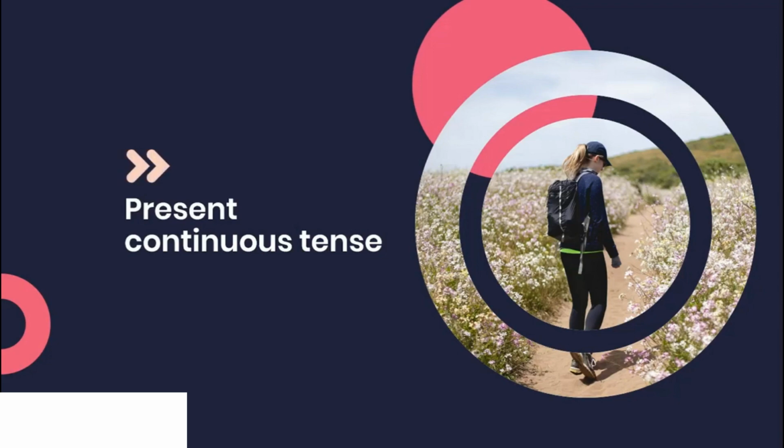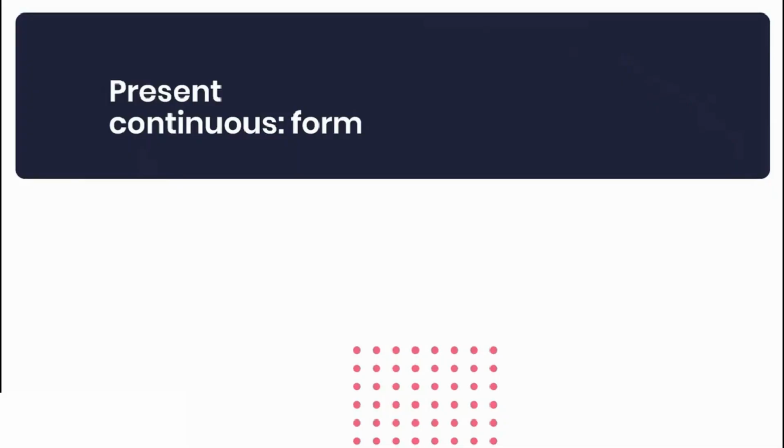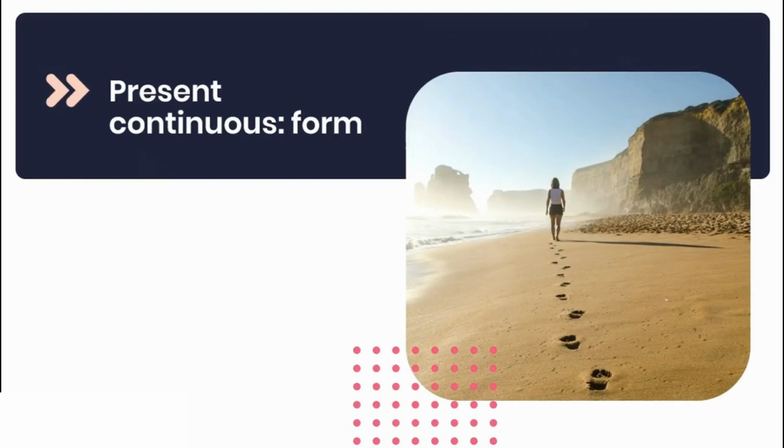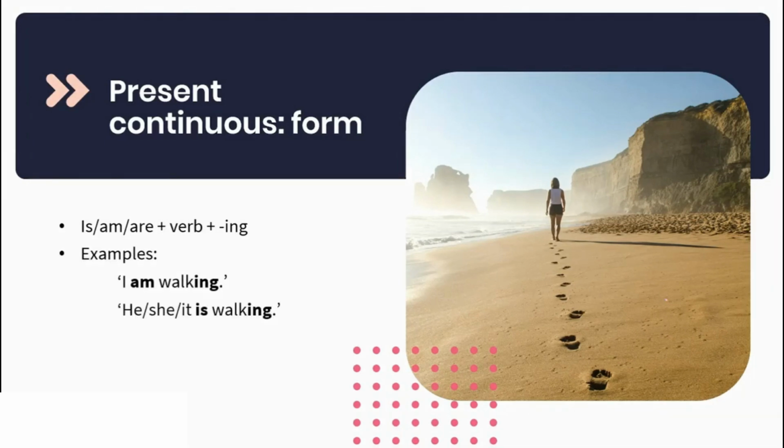Next, we have present continuous tense. The form of the present continuous tense is as follows: is, am, or are plus the verb plus ing. For example, I am walking. He, she, it is walking. And they, you, we are walking. As you can see, whether we use is, am, or are depends on the subject of the sentence.